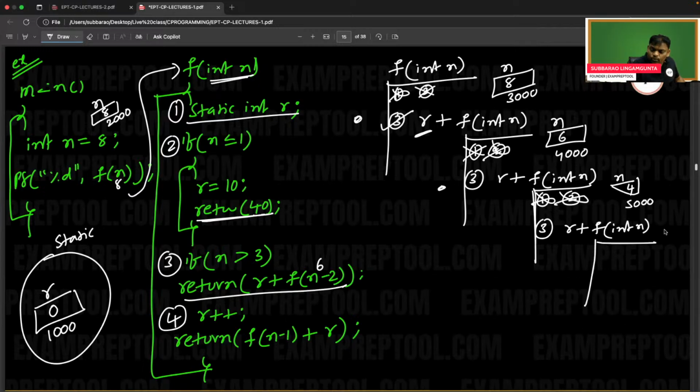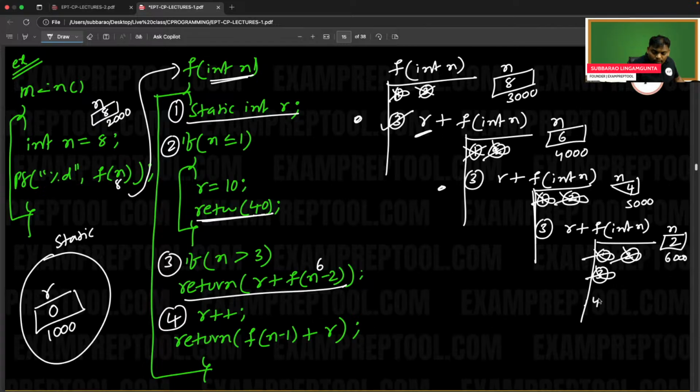N is 2 now. Address is 6000. Okay. First one, skip it. Second one, n value is 2. 2 less than or equal to 1, fail. Third one, 2 greater than 3, fail. Now see the fourth one.